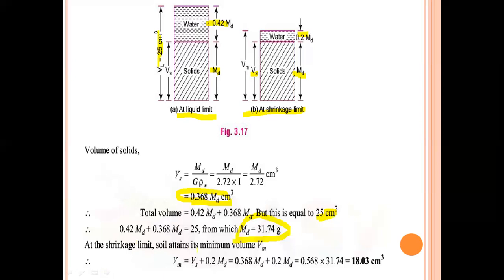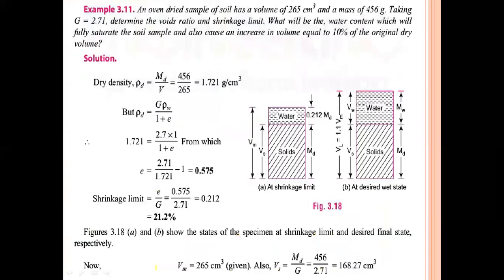At the shrinkage limit, the soil attains its minimum volume Vm. Vm equals Vs plus 0.2 md. Vs is already defined as 0.368 md, so 0.368 md plus 0.2 md equals 0.568 md, divided by the md value of 31.74, giving 18.03. Then finally the shrinkage limit comes. And next we go to the next problem.